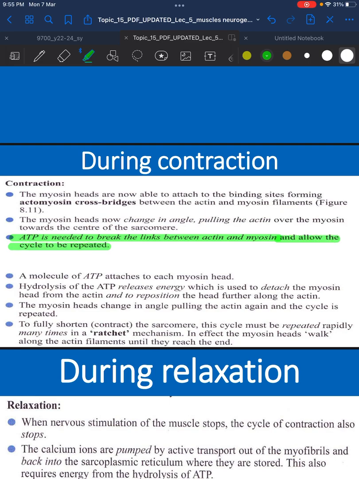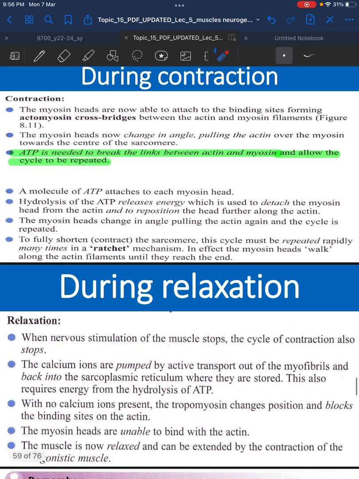ATP is required, meaning energy is required. Hydrolysis of ATP to release energy is required to detach the myosin head. Break the link means detach the myosin head, and to return the myosin head to its original or previous position. As you can see here, hydrolysis of ATP releases energy, which is used to detach the myosin and to reposition.